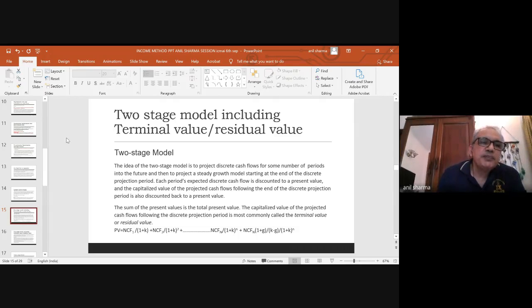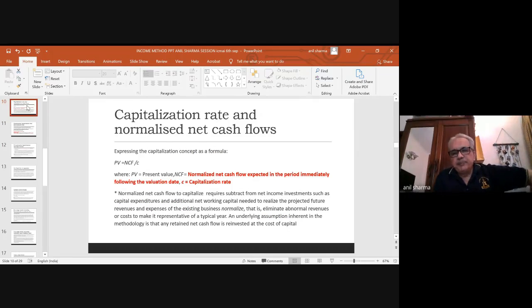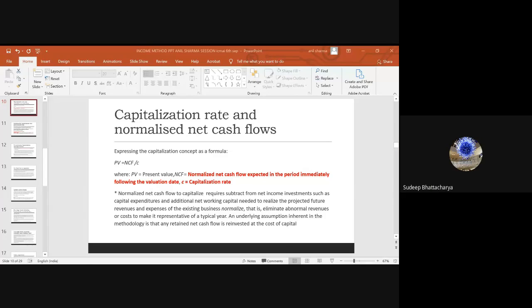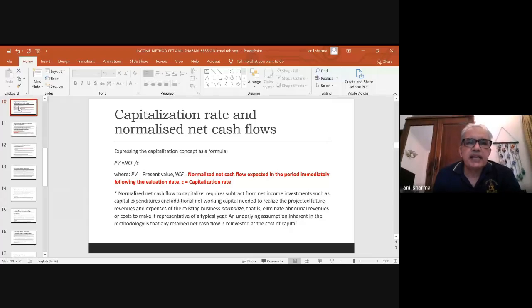I don't want to skip to the two-stage model so quickly until you have grasped this fundamentally. How many of you are familiar with time value of money? Okay, so you should be able to understand this by now, because this is all about time value of money. Those who are not, I would suggest that you go through some notes on time value of money, right?